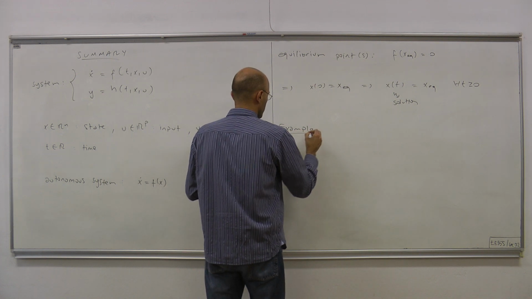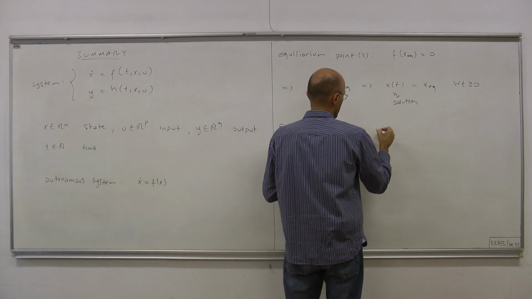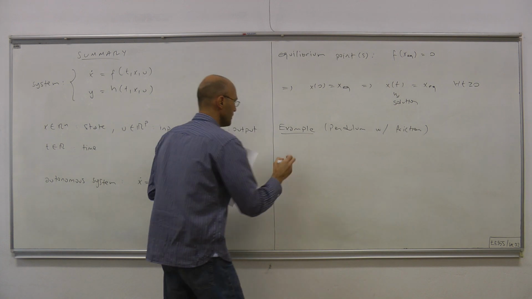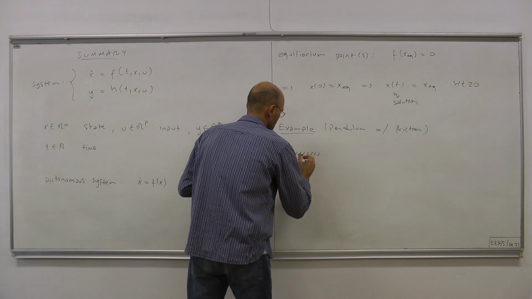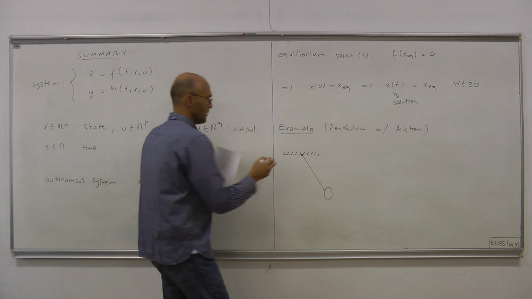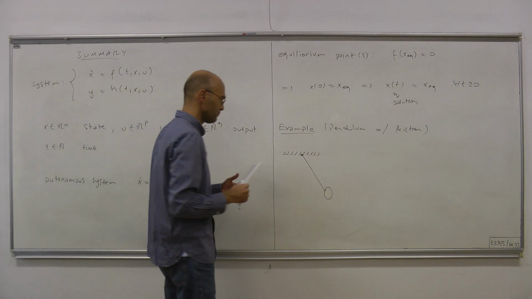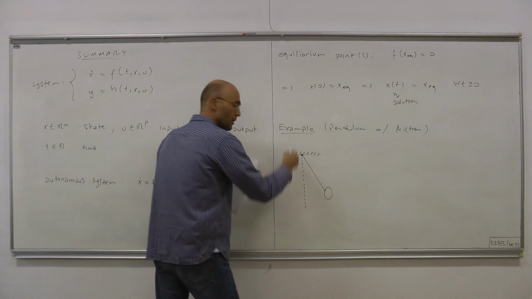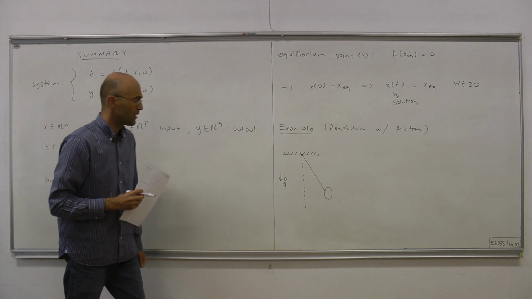We discussed pendulum with friction. So this is a rough picture of the actual physical system. The pivot here, and this guy can move back and forth about the pivot. This is the vertical line. This is the direction of gravity, g.